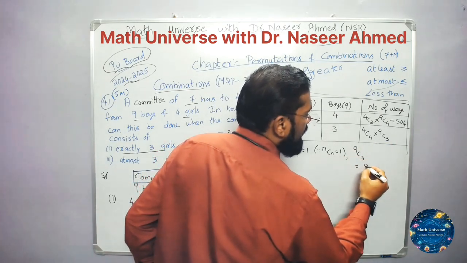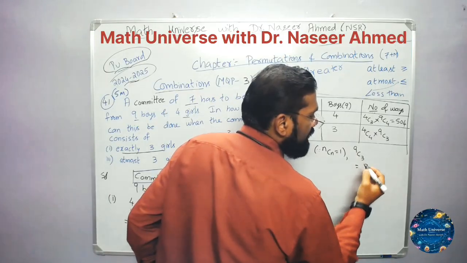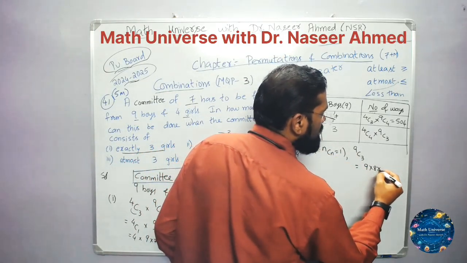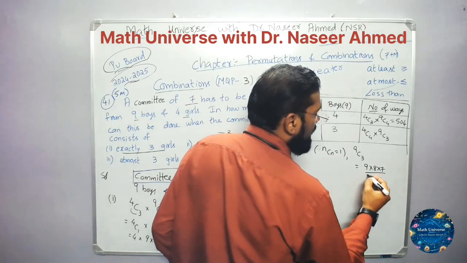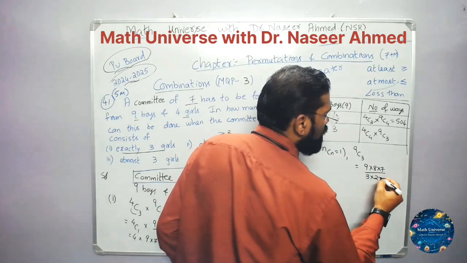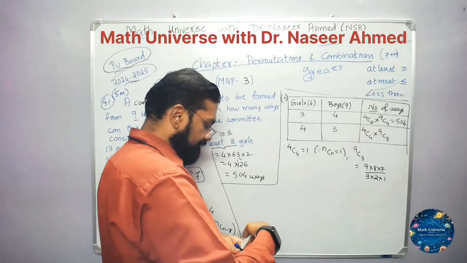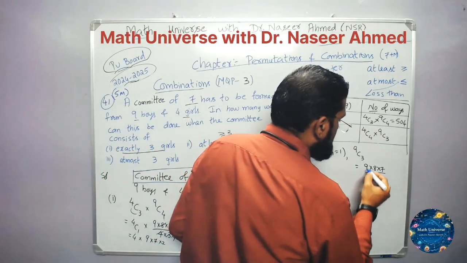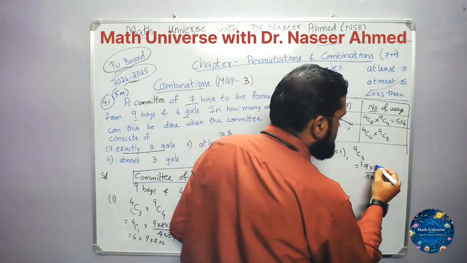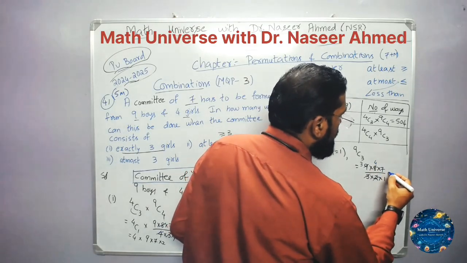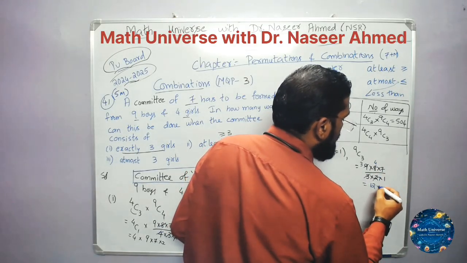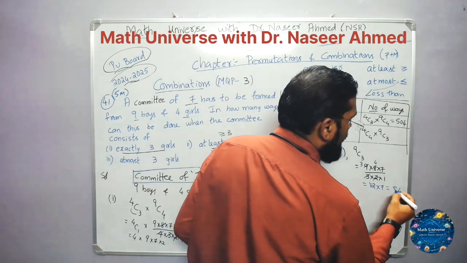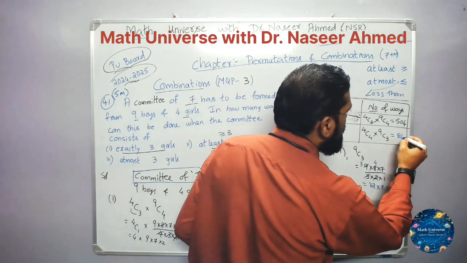Next, what is 9C3? Here 9 and here 3. So 3 consecutive numbers less than or equal to 9. So 9 into 8 into 7 divided by 3 factorial, 3 into 2 into 1. So simplify. 3 1s are 3, 3 3s are 9, 2 4s are 8, 3 4s are 12 into 7. 7 2s are 14. Borrow 1 here. 7 1s are 7, 8. So here it is 84.